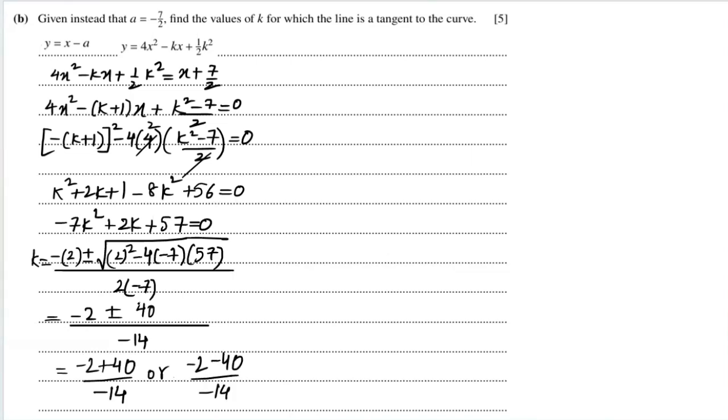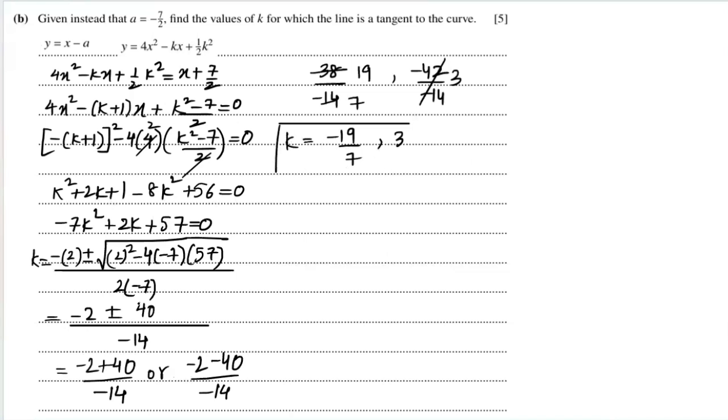Let's try to simplify these answers. It's going to be 38 divided by negative 14. If I divide by 2, it's going to be negative 19 over 7. From here, these are k values. The next one is going to be negative 42 divided by negative 14. Oh, 14 thrice is 42. So the other value is 3. Let me just box the solution.